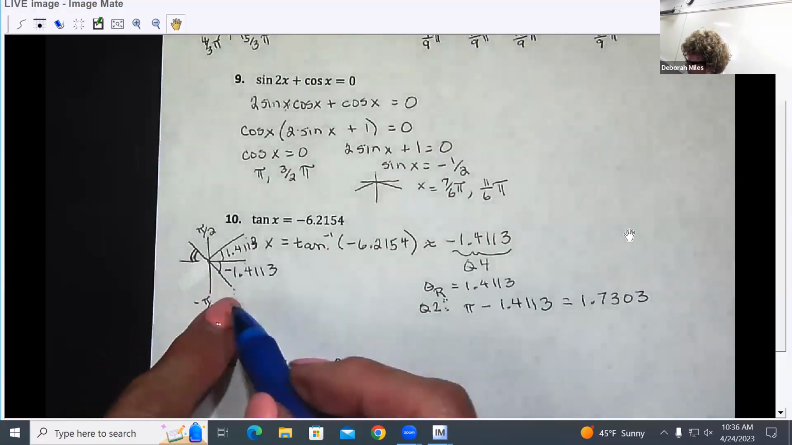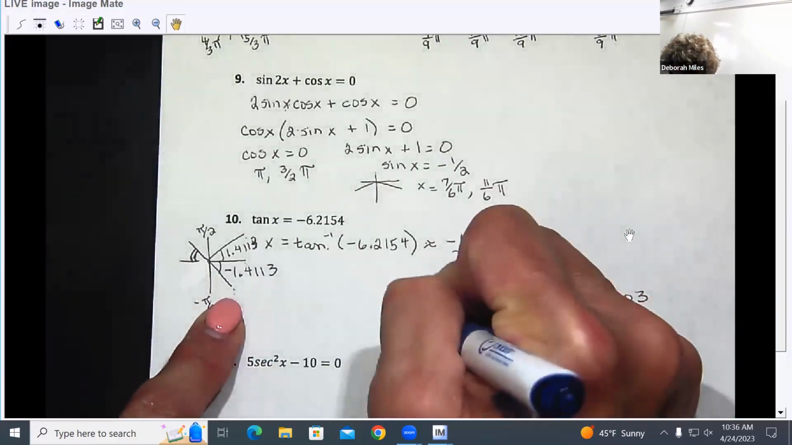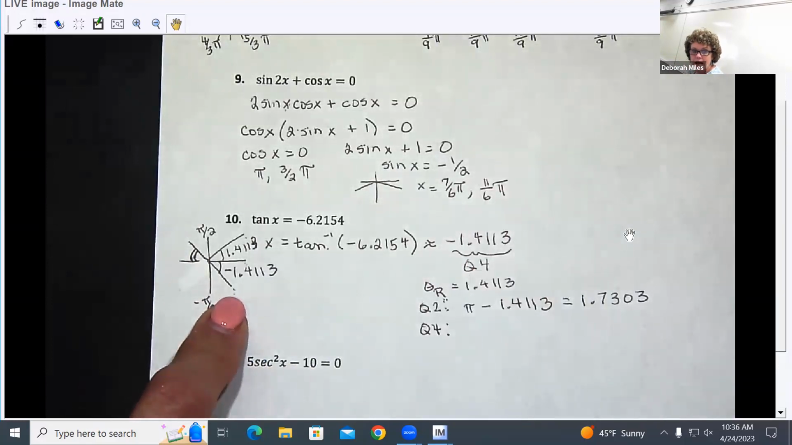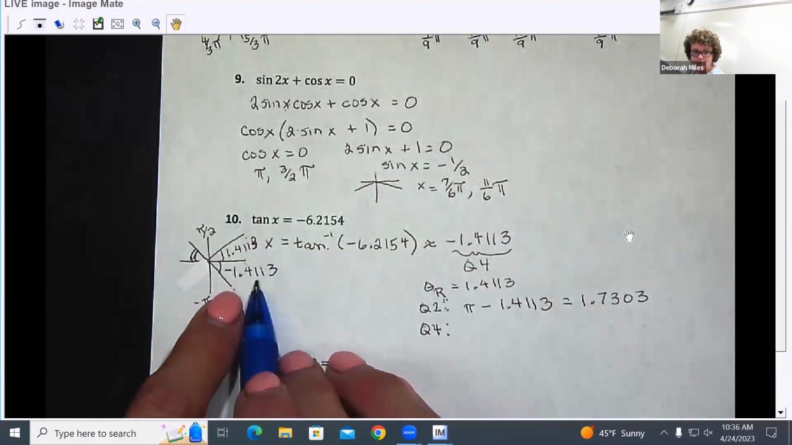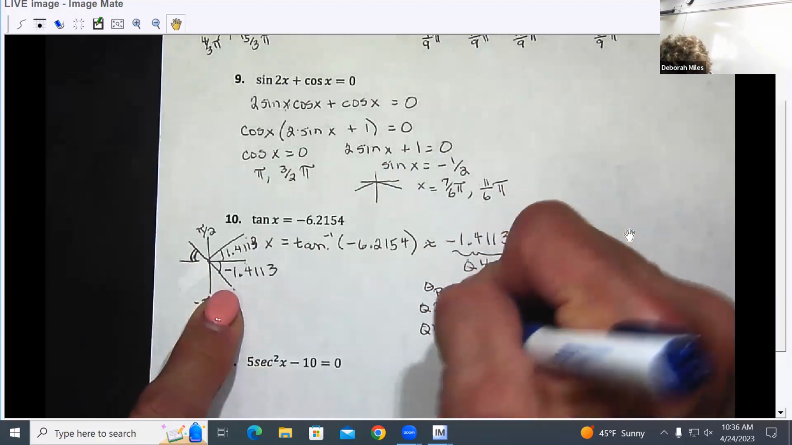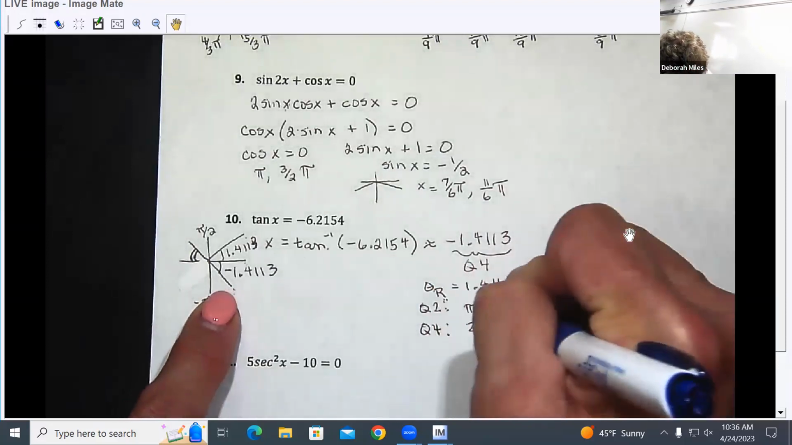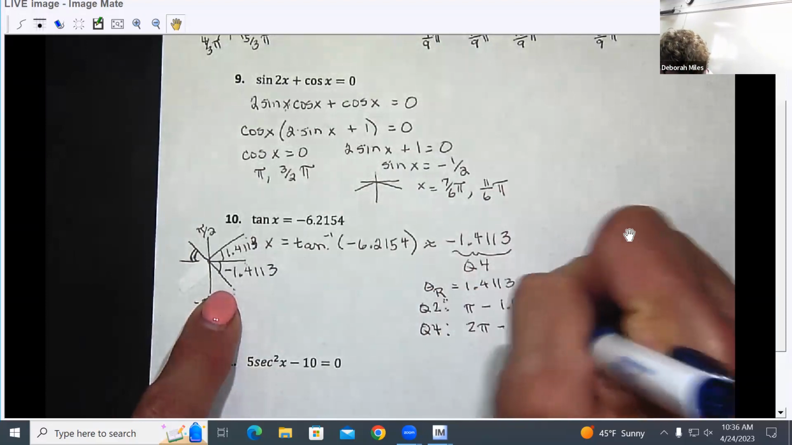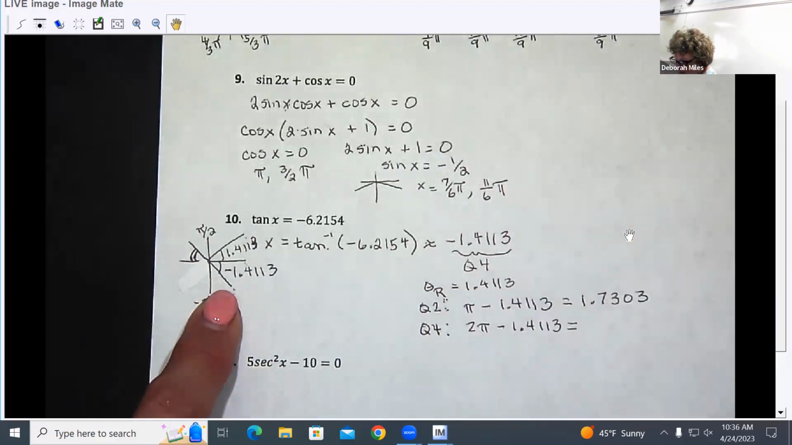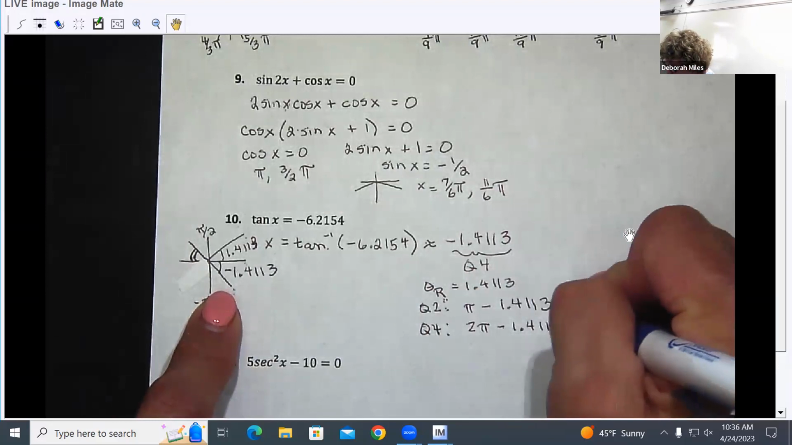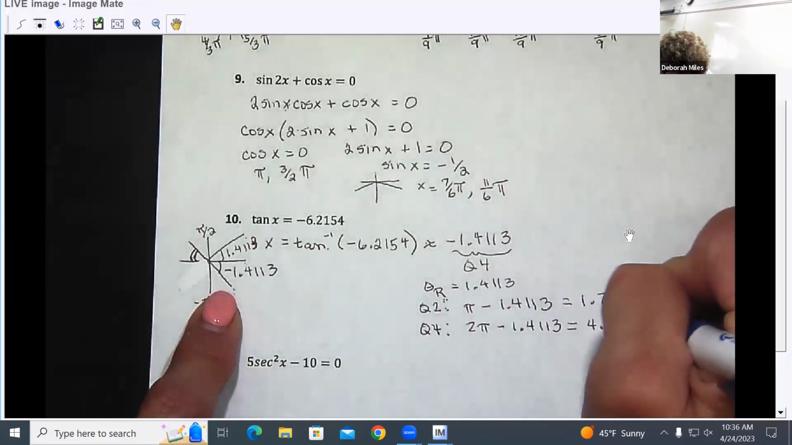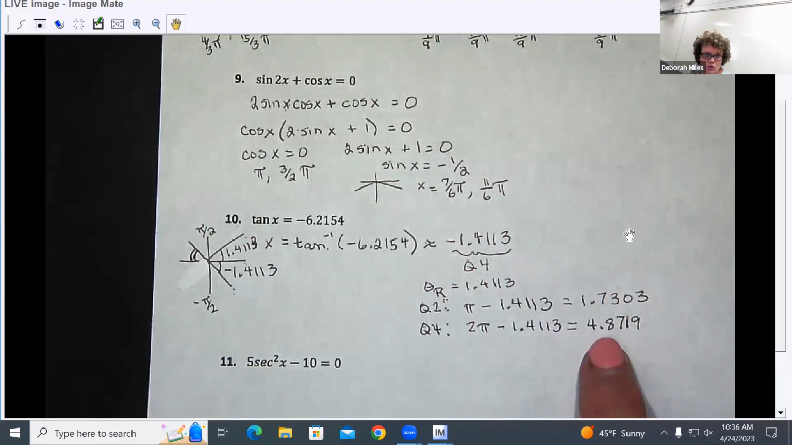And then there's also a fourth quadrant solution. I just can't write it as negative 1.4. I need to write it as 2 pi minus 1.4113. And that's about 4.8719. That's a number between 0 and 2 pi. 2 pi is about 6.28. So both of those are between 0 and 6.28-ish.